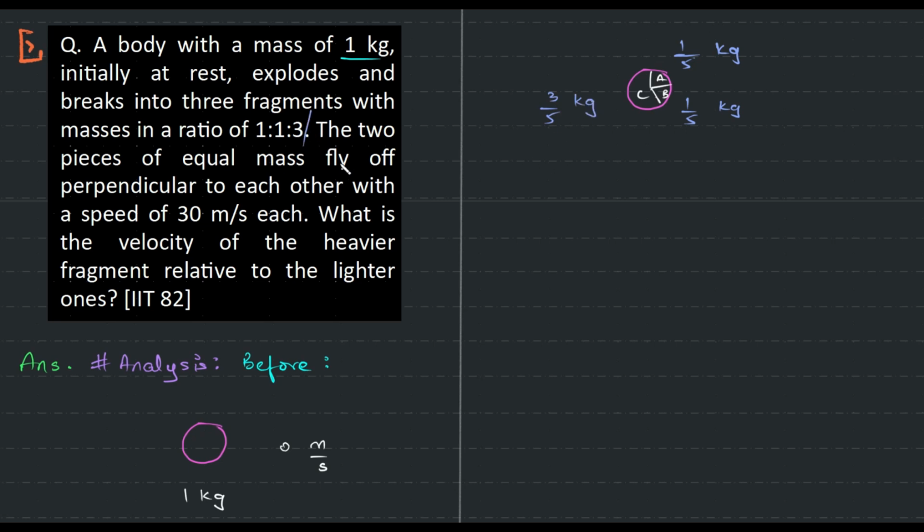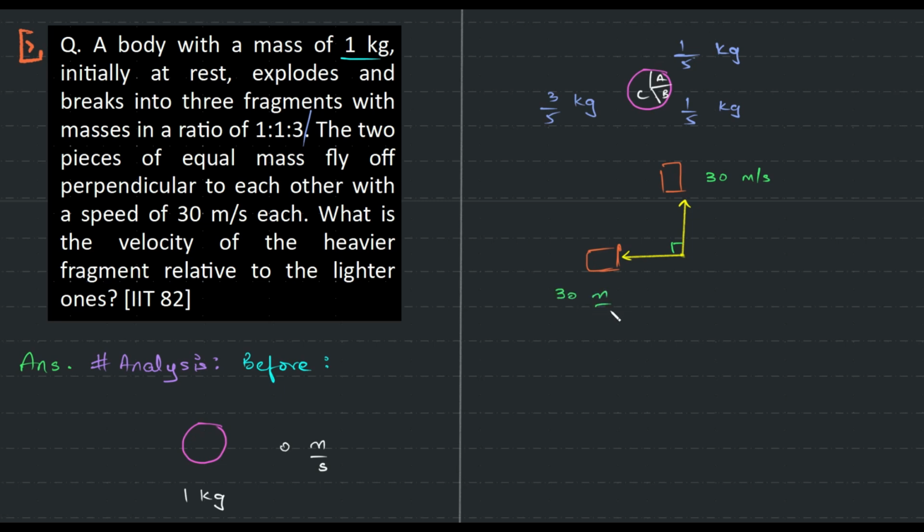Two of the pieces of equal masses fly off perpendicular to each other with a speed of 30 meter per second. Okay, so 2 will fly off, 2 parts. Not a good diagram, but perpendicular to each other, say somewhere over here. This is the point of origin, this is where they originated from. So they fly off in this manner, with 30 meter per second.